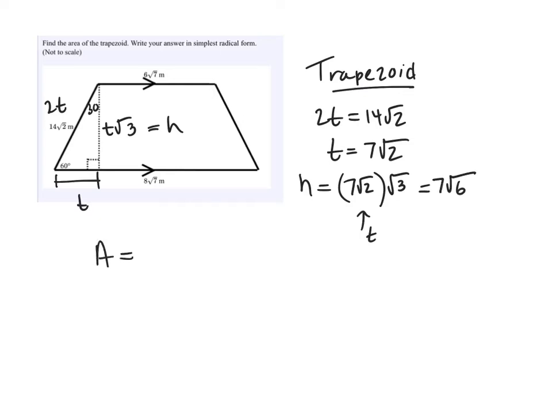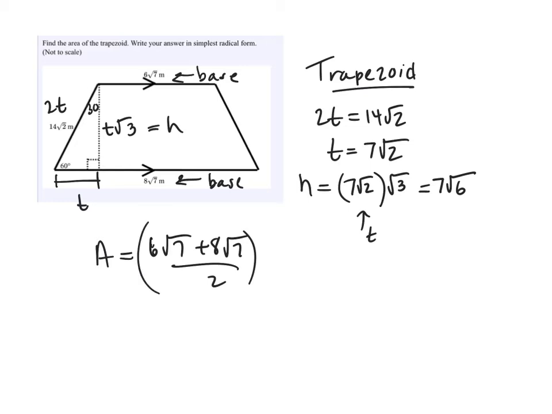And we learned earlier that the formula for the area of a trapezoid is the average of the bases times the height. And the bases are the parallel sides. So this is a base, and this is a base. So we average those, add them up, and divide by 2, times the height, which we just found is 7 root 6.